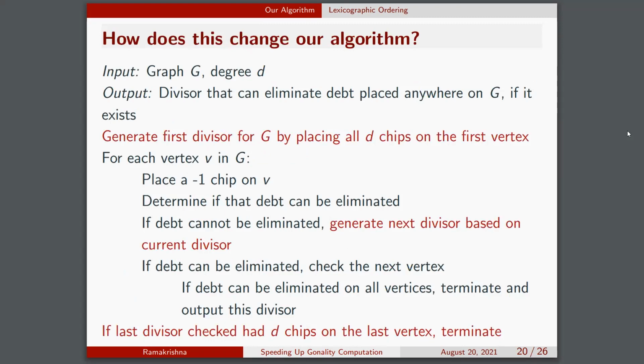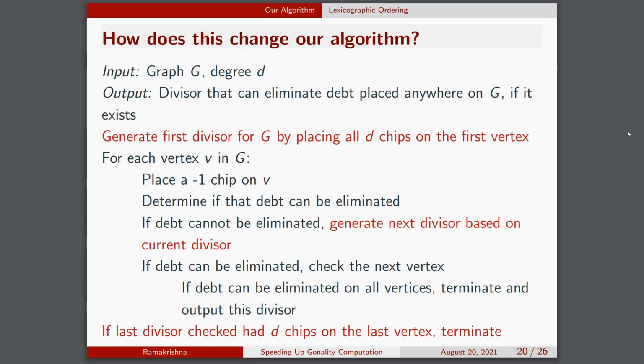It changes it in 3 places, basically all related to how we're generating our divisors. In the beginning, instead of generating this huge list taking up a bunch of time, we just generate our first divisor by placing all our chips on the first vertex. Second, when we're trying to go to the next divisor, instead of going down in the list, we just generate a new divisor based on the last.